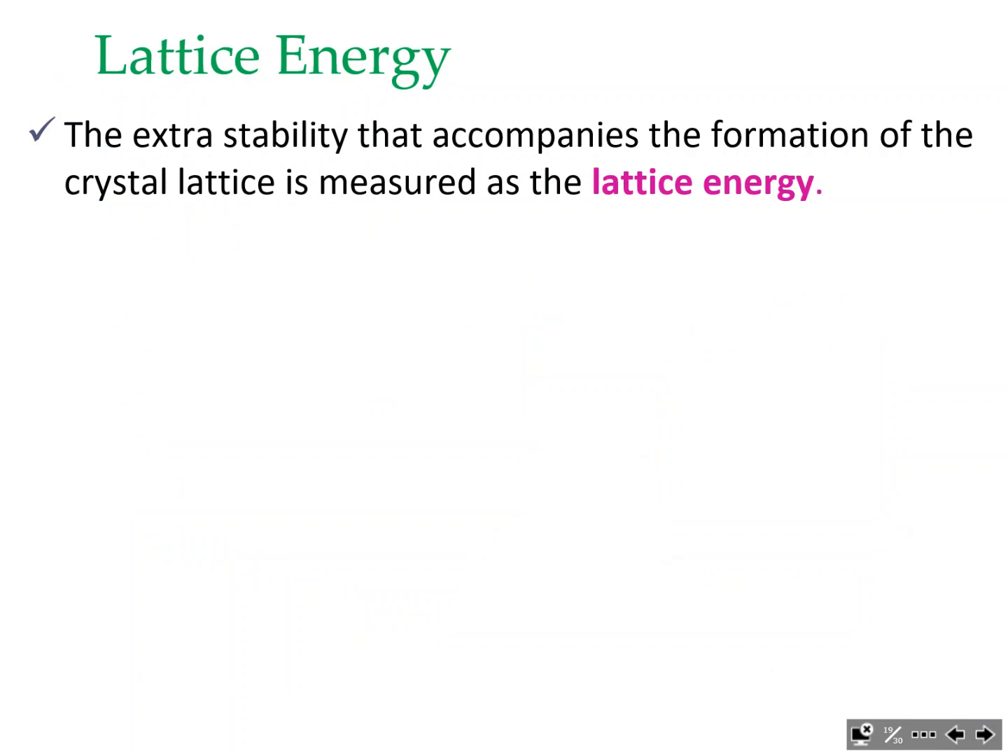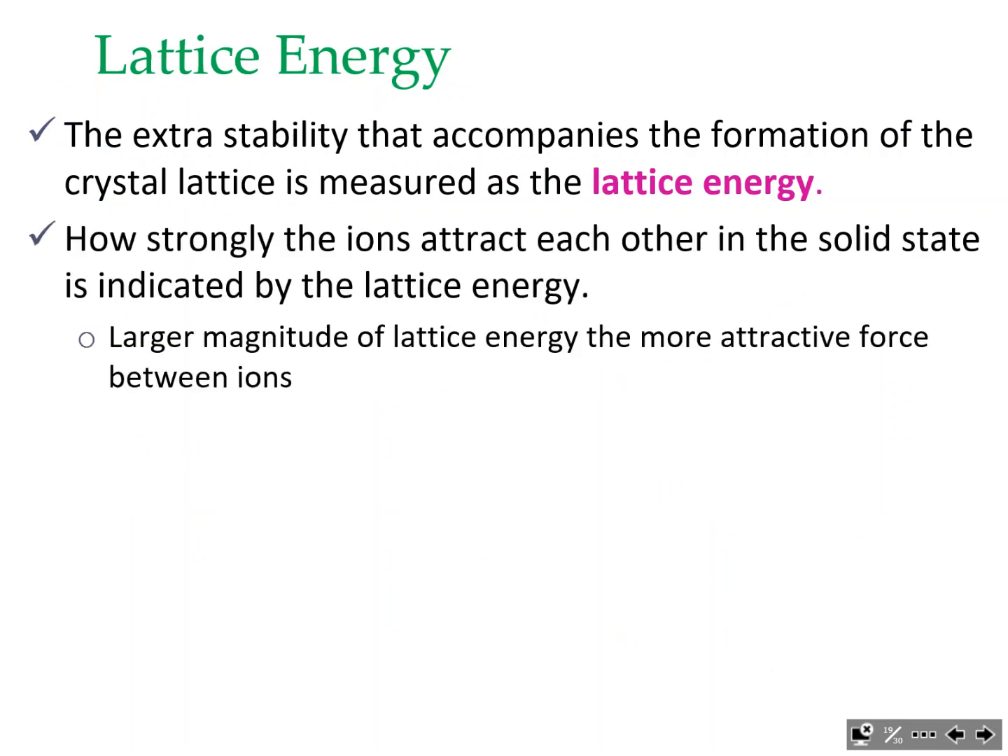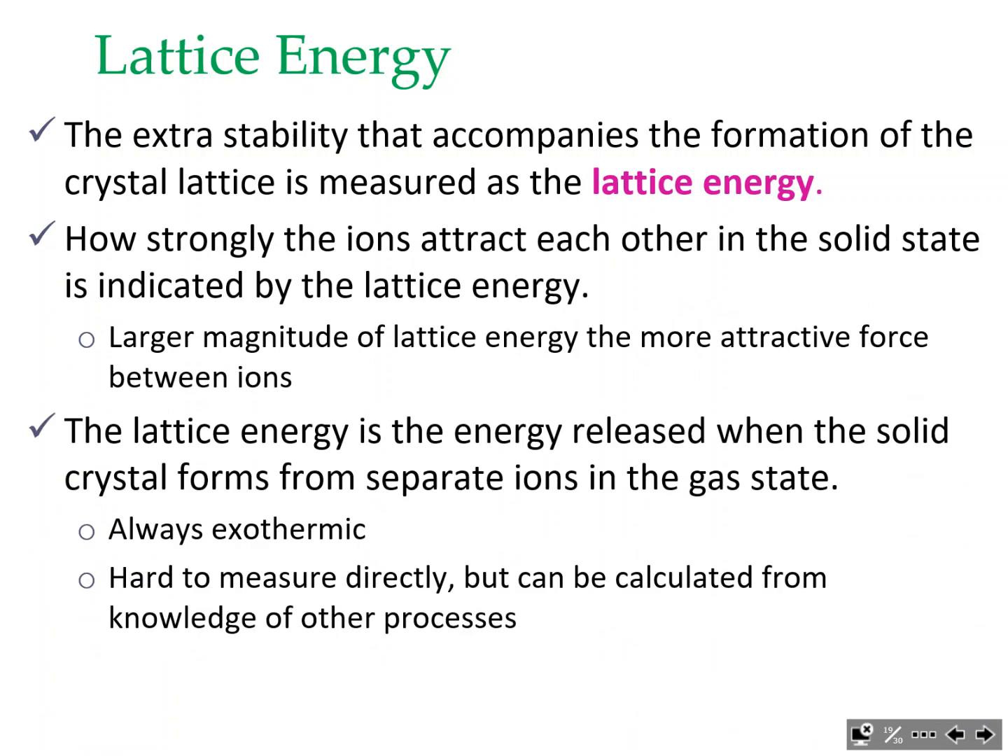Now, the extra stability that accompanies the formation of the crystal lattice is measured as the lattice energy. They said stability because remember it's about getting to a lower energy state. So all this energy gets released, and that puts it in a nice, stable, lower energy state. How strongly the ions attract to each other in the solid state is indicated by the lattice energy. The larger the magnitude of lattice energy, the more attractive force between the ions. So once again, how much is released is really equivalent to how much you would have to put in to break the lattice bond or the ionic bond.